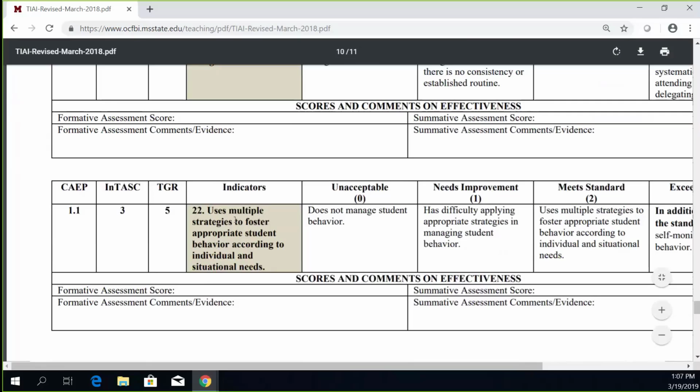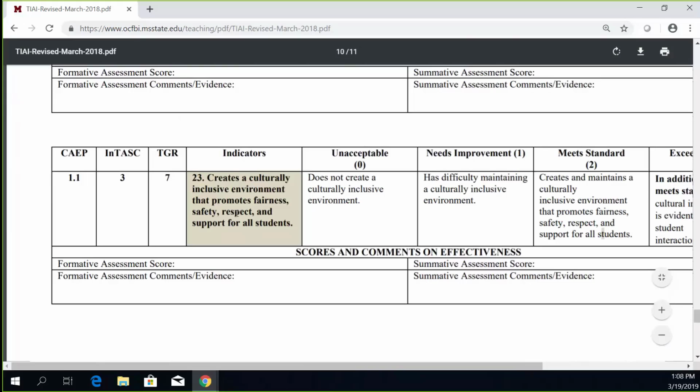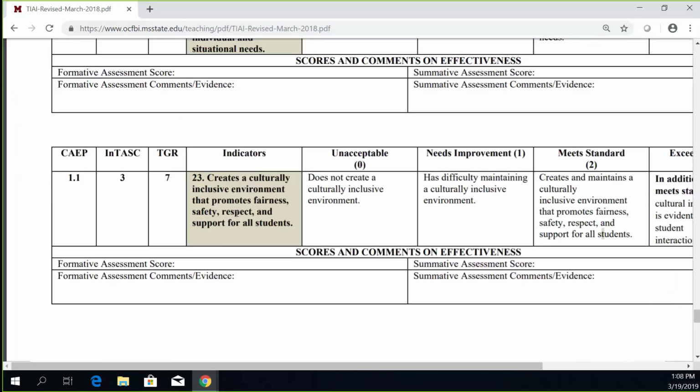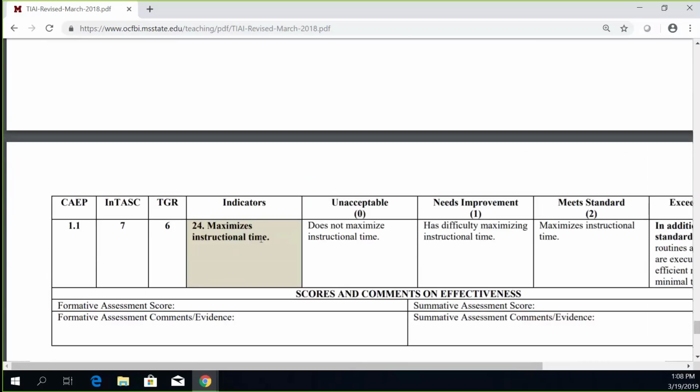But anyway, multiple strategies. If someone's acting up, if someone's got a cell phone out, do you tap the desk? Do you say put that up? Little things like that create a culturally inclusive environment, promote fairness, and maximize instructional time. And I'll tell this before I leave.